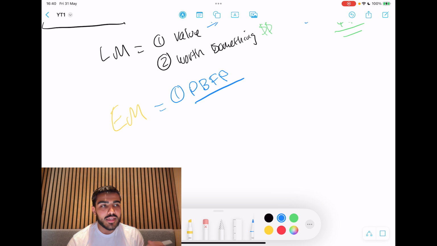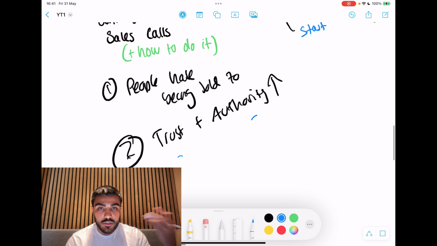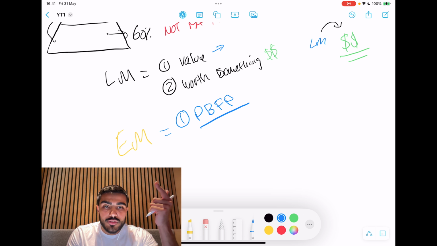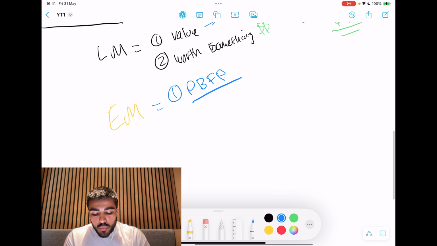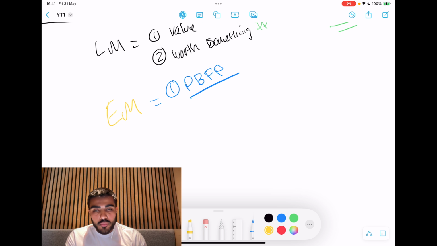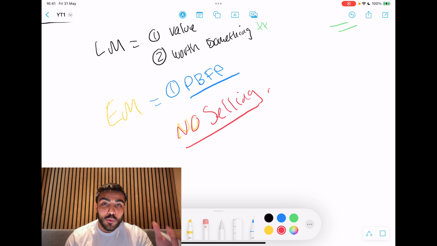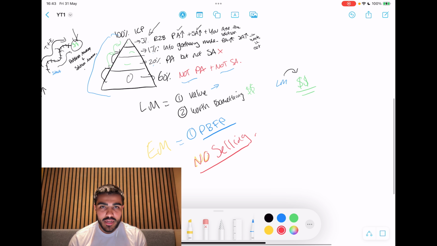You don't jump on a call with someone, connect with someone, and just start selling straight away. As I said before, people hate being sold to, and people only buy from people that they have trust in and see as an authority figure. If you jump on a call with someone and sell to them straight away without any trust and authority, then you won't close the sale. So it doesn't work. And so an engagement magnet is something that we can offer to someone to just connect with them, to engage with them. We don't sell, okay? No selling. You just connect with people. You just talk to people, right? No selling at all within what we're doing. We just connect with people on a human level, having a conversation.